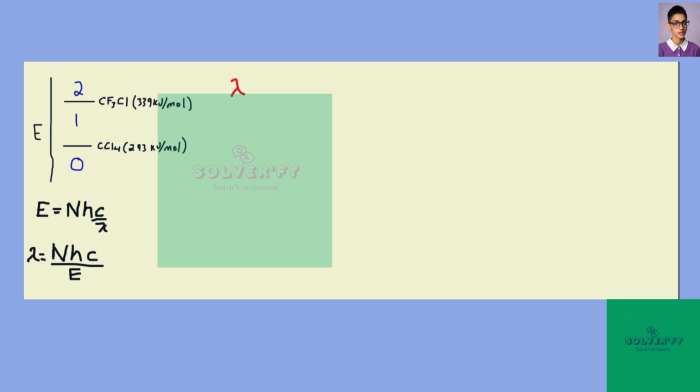So lambda 1, we're going to use CCl4 first. In this equation, we're going to use Avogadro's number, 6.02 times 10 to the 23rd inverse moles, times 6.63 times 10 to the negative 34 joule seconds, times 3 times 10 to the 8 meters per second.